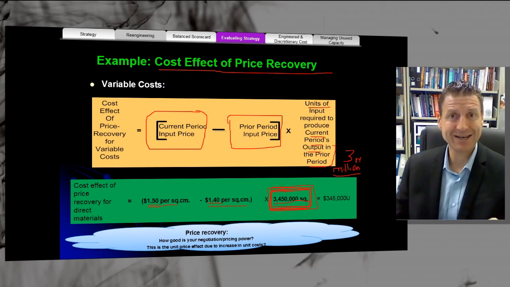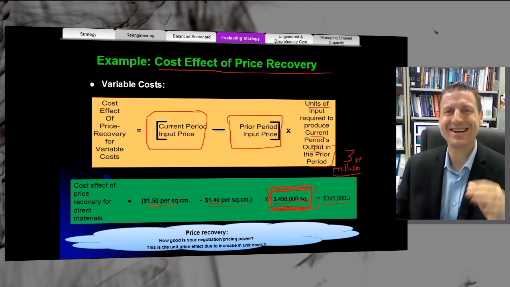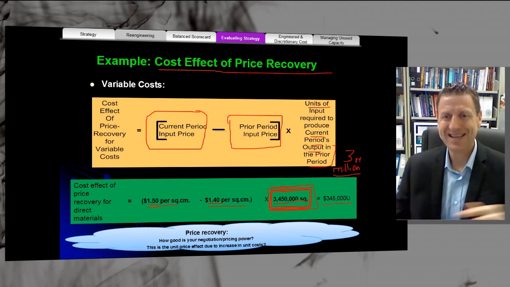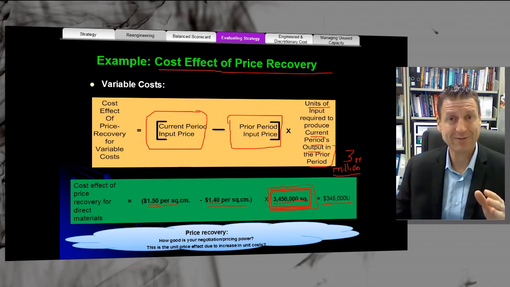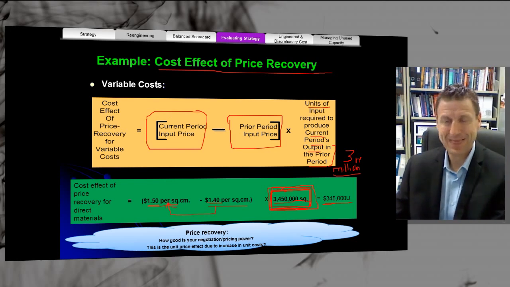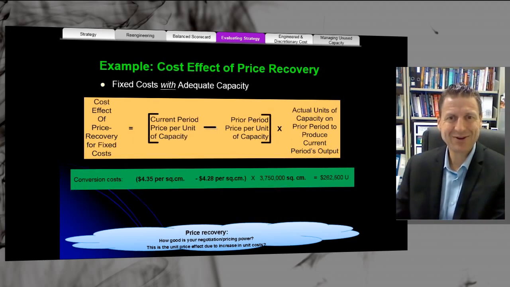And look, at the end, this is positive, right? But it's negative. It's negative because it's a cost, all right? You don't want costs going up. That's why we've got this number here, 345,000. It's unfavorable because the costs went from $1.40 up to $1.50. Let's have a look at our next one.